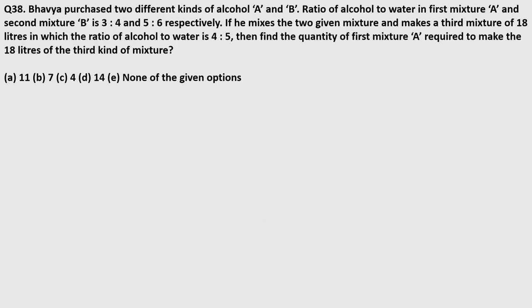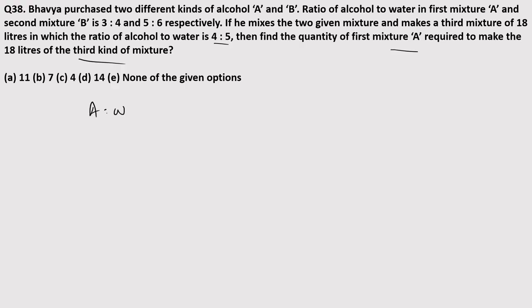Next question, and this is based on allegation, and this type of questions I have solved a lot, so again I will be solving these things very fast. Vabhya purchased two different kinds of alcohols A and B. Ratio of alcohol to water in the first mixture A is 3:4 and B is 5:6 respectively. If he mixes the two given mixtures and makes a third mixture of 18 liters in which the ratio of alcohol to water is 4:5, then find the quantity of first mixture A required to make 18 liters of the third kind of mixture. Okay, so let's solve it.